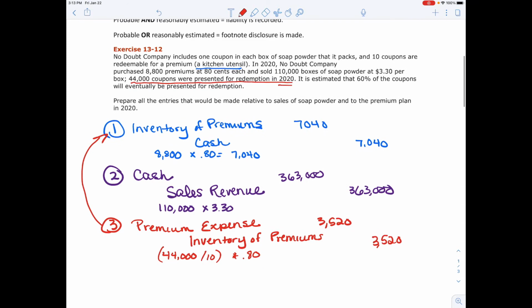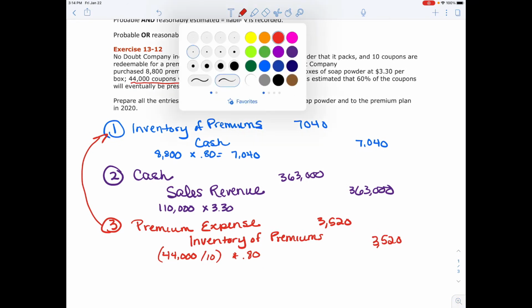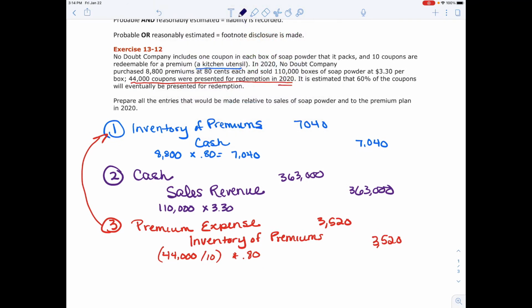And finally, that last step is to record how much we expect the estimated amount of coupons that will be eventually turned in. That creates a liability because there's an obligation to pay. It's probable, it can be reasonably estimated. Therefore, we want to make sure we match the expense in the same year as the revenue.